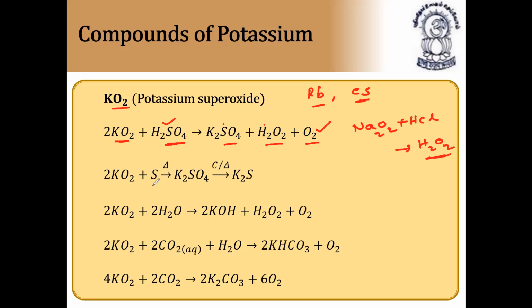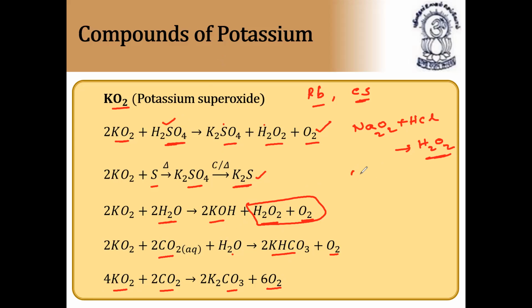Potassium peroxide on reaction with sulfur forms potassium sulfate, which on heating strongly will form potassium sulfide. Similarly, potassium superoxide on dissolving in water forms potassium hydroxide, hydrogen peroxide, and oxygen. So these two are common with superoxides, and with peroxides only hydrogen peroxide is formed. Potassium superoxide combines with carbon dioxide and water to form potassium bicarbonate and oxygen gas. Similarly, potassium superoxide combines with carbon dioxide and forms potassium carbonate and oxygen gas. So these are the important reactions of potassium superoxide.